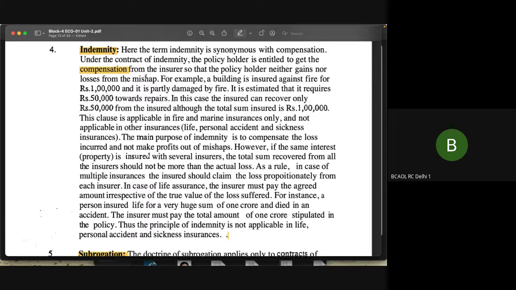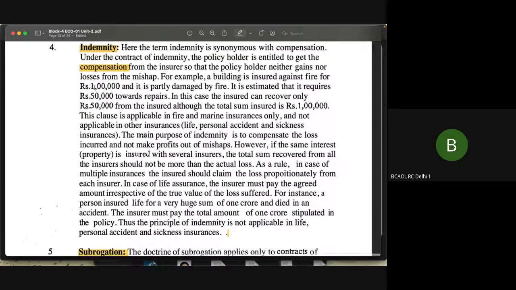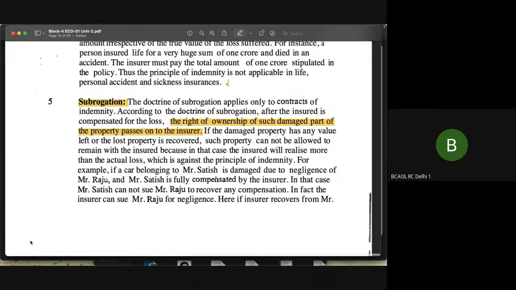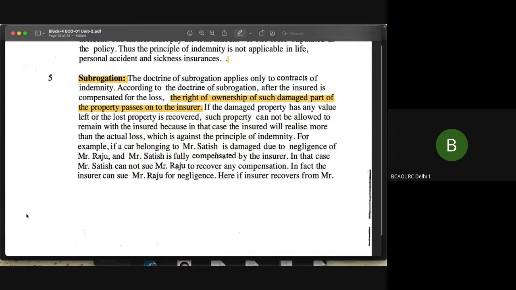So indemnity says that. Okay, and then there is another principle called subrogation which flows from this indemnity. How? Now you will say, मेरी 1 crore की building, my 1 crore building got destroyed by fire. Now sometimes the fire department reaches on time and they are able to salvage a lot of your goods, and the structure is still okay.